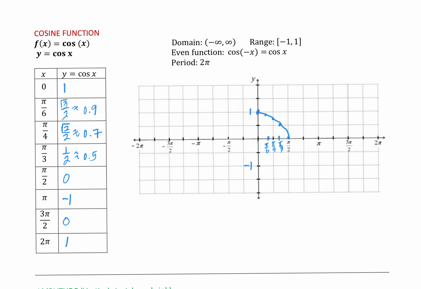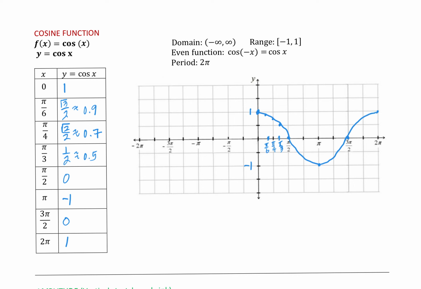Same curve, same arc as with the sine function, because it's the same circle that we're taking these values from. But instead of going from 0 to 1, we're going from 1 to 0. And then we'll skip over to pi. At pi, cosine is negative 1. So again, same curve from 0 to negative 1. 3 pi over 2, we're back at 0. And at 2 pi, we're at 1.